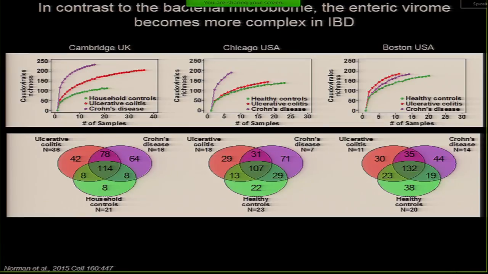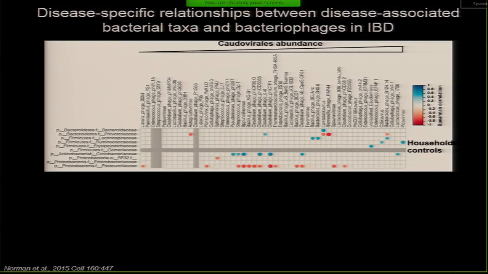Is there a relationship between the bacteria and the viruses? These are the discriminate bacteria in the United Kingdom cohort based on 16S. So these bacteria were associated with disease. These are the most common viruses. And if there's a red dot, this viral sequence is anti-correlated with Prevotella. Okay. If there's a blue dot, there's a positive correlation. This is basically a picture of the statistical relationship between bacteria and bacteriophage Caudovirales, one group of the bacteriophages.